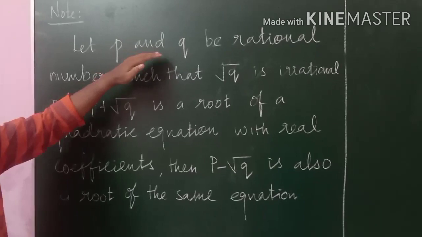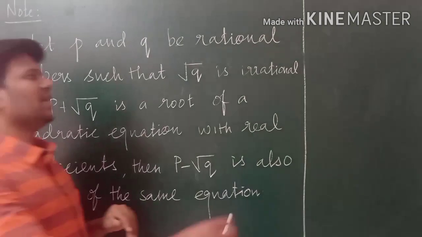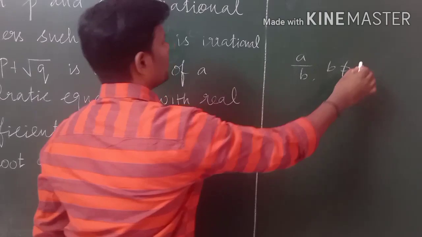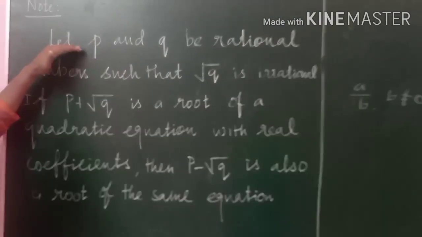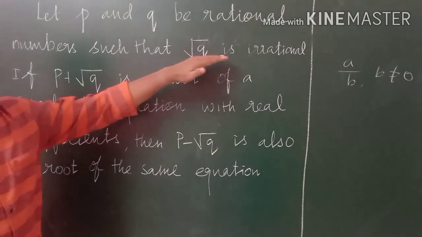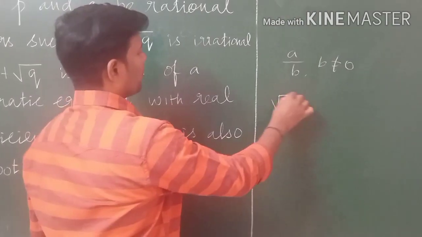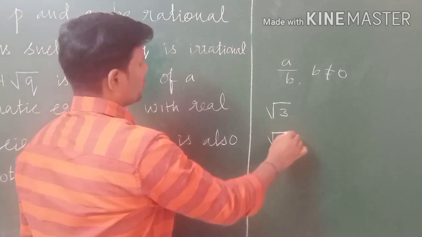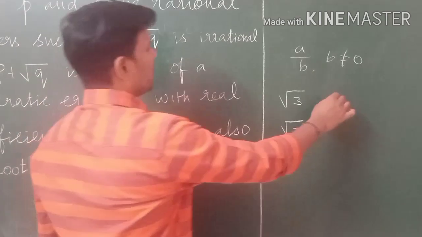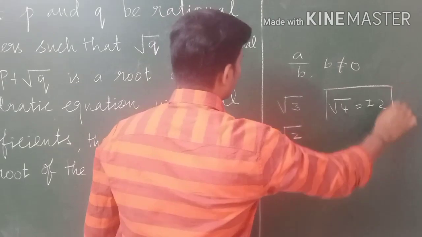Let p and q be rational numbers. We know what are rational numbers. A number that can be written in the form a by b, where b is not equal to 0, is called a rational number. Let p and q be rational numbers such that square root of q is irrational. What does it mean that square root of q is irrational? Suppose square root of 3, square root of 2, square root of 5, they are called irrational. But square root of 4 is equal to plus or minus 2, so this is not an irrational number.